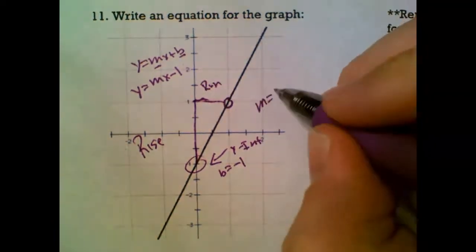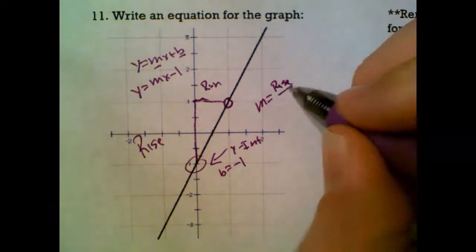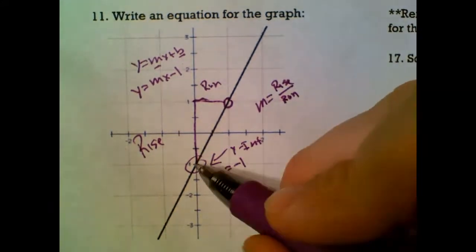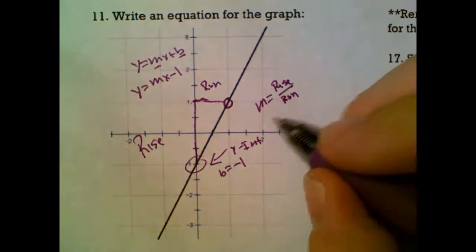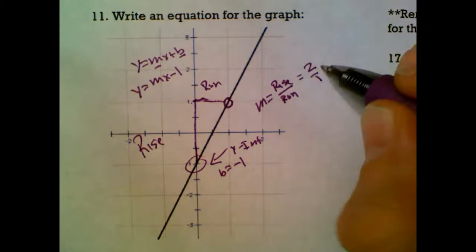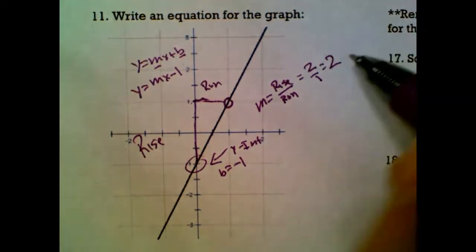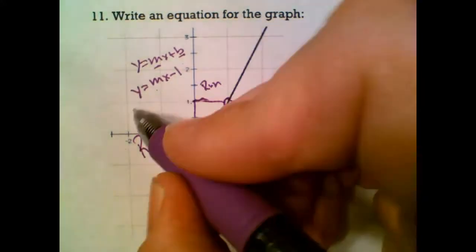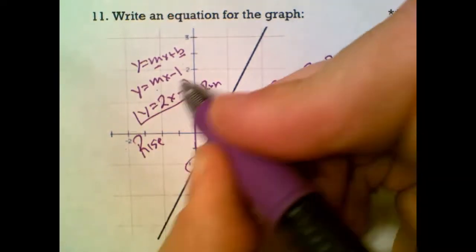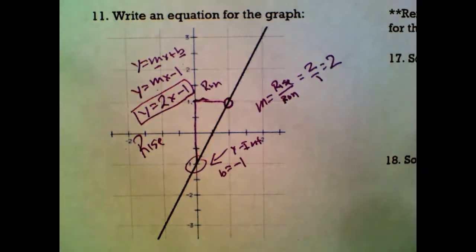So m equals rise over run. Well, our rise looks like it's from -1 to 1, which is 2. So this is equal to 2, and our run is 1. 2 over 1, which is just 2. So our slope for this situation is 2. That's what we're putting for there. So we have y is equal to 2x minus 1. And there is your equation.